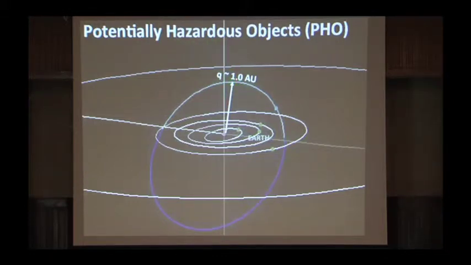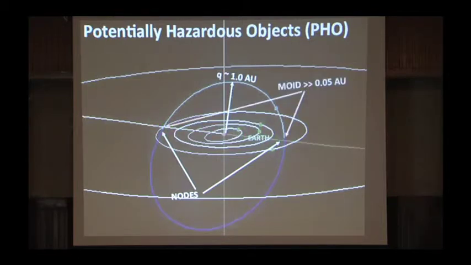And now when I do that, you can see that the orbit has different nodes where it crosses the plane of the Earth's orbit, but where it crosses the plane, it no longer can come close to the Earth. Now the MOID is much larger than 5/100th of an astronomical unit. So just because an object has a perihelion of 1 astronomical unit does not mean that it will hit the Earth or that it will come close to the Earth. It can be on an orbit like this that will keep it far from the Earth at all times.